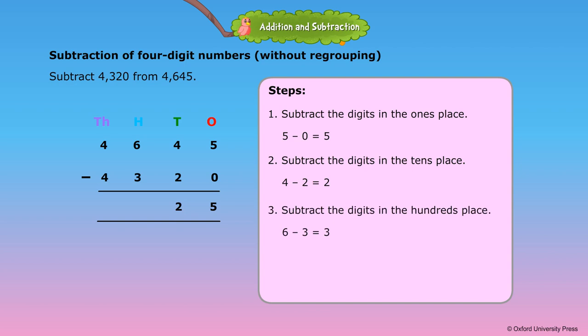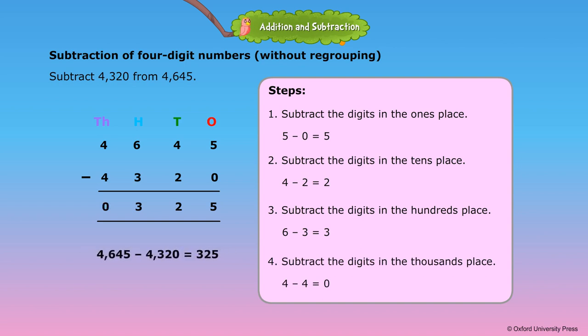3. Subtract the digits in the hundreds place. 6 minus 3 is equal to 3. 4. Subtract the digits in the thousands place. 4 minus 4 is equal to 0. 4,645 minus 4,320 is equal to 325.